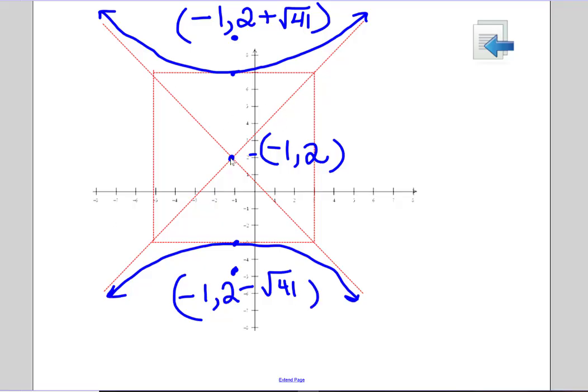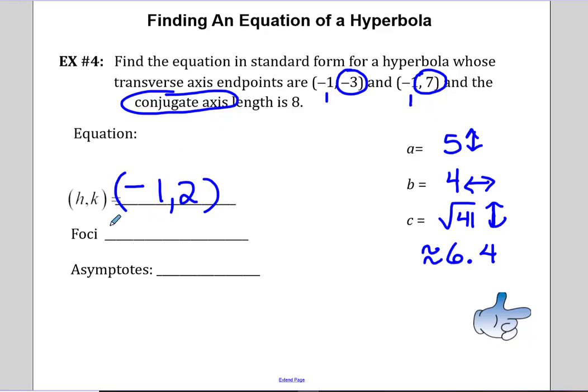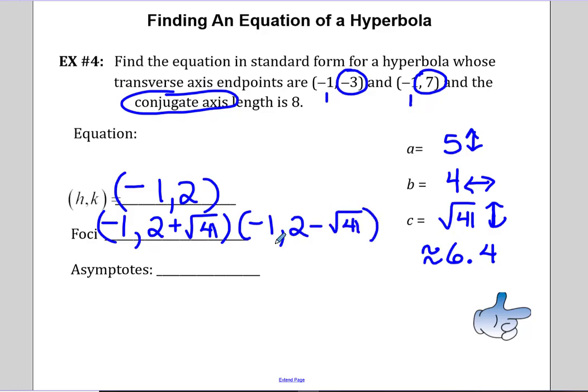And then the rise over run would be 5 on the rise and 4 on the run. So the focal points were (-1, 2 plus the square root of 41) and then (-1, the y value minus the c value). And the asymptotes, y minus 2 plus or minus 5, y minus 2 equals, getting ahead of myself here.